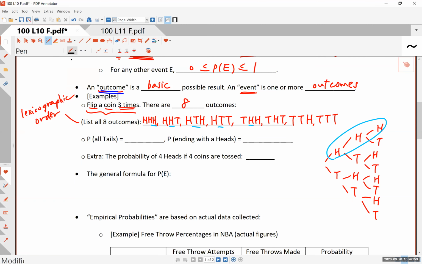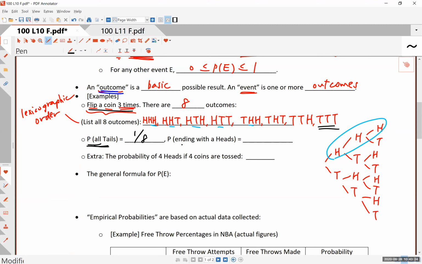So what is the probability, assuming that you flip a coin 3 times, that they all come out to be tails? Well, that's only one of the 8 outcomes. So we say the probability is 1/8, assuming that this is a fair coin and that the probability of getting heads is 50% and the probability of getting tails is also 50%.